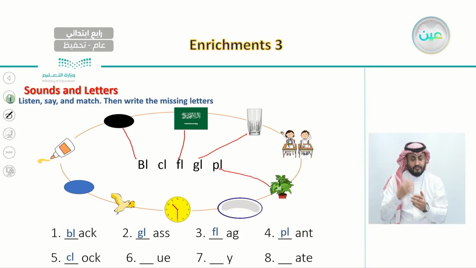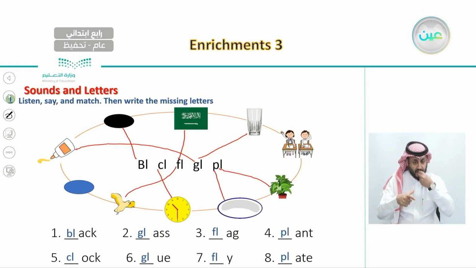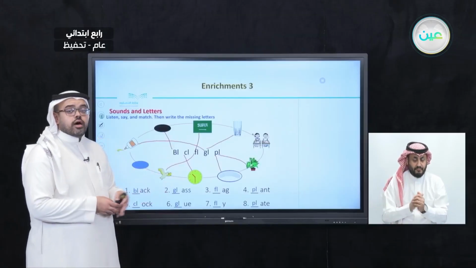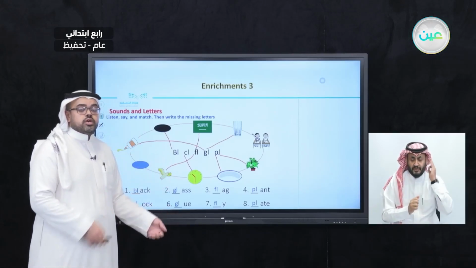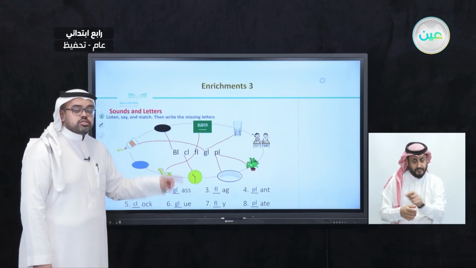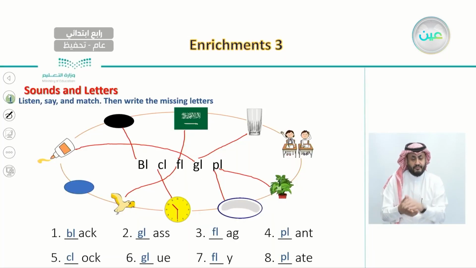And number 5 is a clock. And here we go. We match it to the clock. And number 6 is a glue. And here we did match it to the glue. And number 7 is a fly. So here we match it to the fly. And finally, a plate, which is a dish that we usually eat from. So this is how we answer this exciting exercise, where we listen to different words and we write down the missing letters. And after this, we match each word with its picture.